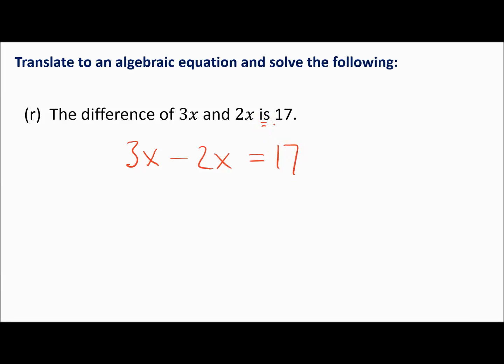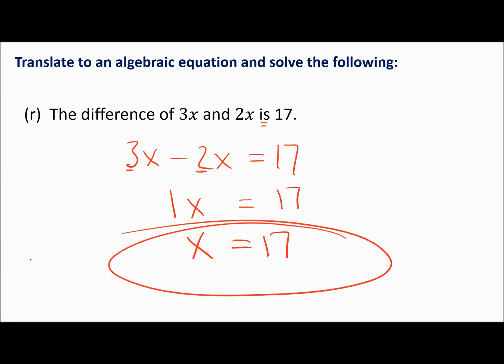All right, well, this is one of those we need to simplify both sides first. So 3x minus 2x, you work with the coefficients, which is 3 and 2. 3 minus 2 is 1x is equal to 17. We talked about how that 1 doesn't matter. It means the same thing as just x alone. So x equals 17. What do we do to both sides? Not a thing, because the x is already isolated. That is our answer. So the difference of 3x and 2x is 17, means x is 17. So 3 times 17 minus 2 times 17 is definitely equal to 17. You could plug it right back in there and check it.